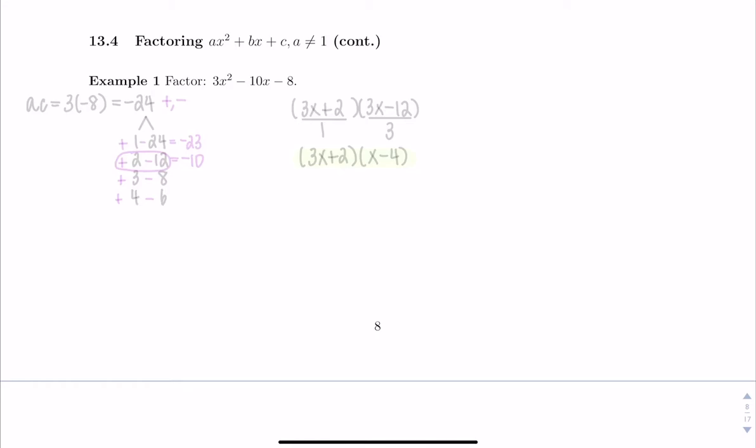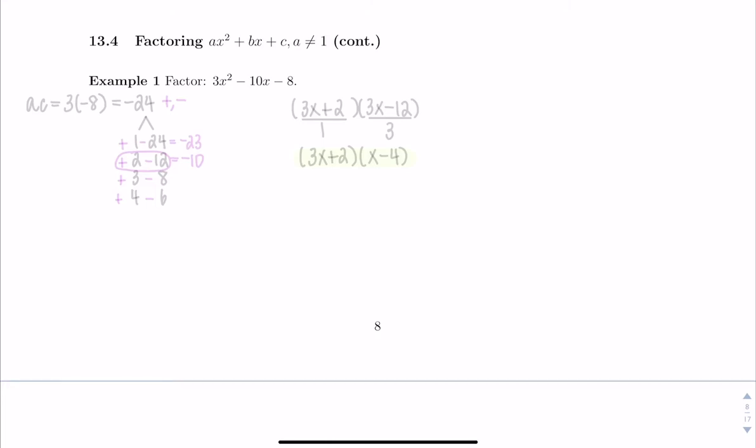13.4 is factoring trinomials where the leading coefficient is not 1. So we're just continuing what we've been doing in previous sections. So I'm going to use the Berry method. The first step always is to see if there's a greatest common factor. So can we take anything from a 3, a 10, and an 8 out?